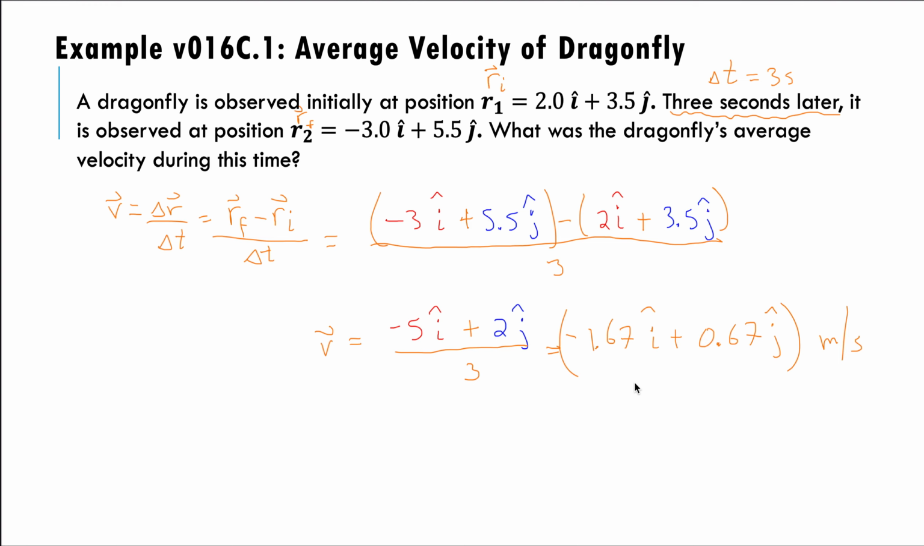And it includes information about the magnitude and direction that we could get if we found the magnitude and direction by using Pythagorean theorem and the inverse tan of the angle, but we don't need to because it just wanted the velocity vector, and this is a vector in unit vector notation, so it is an acceptable and a good answer.